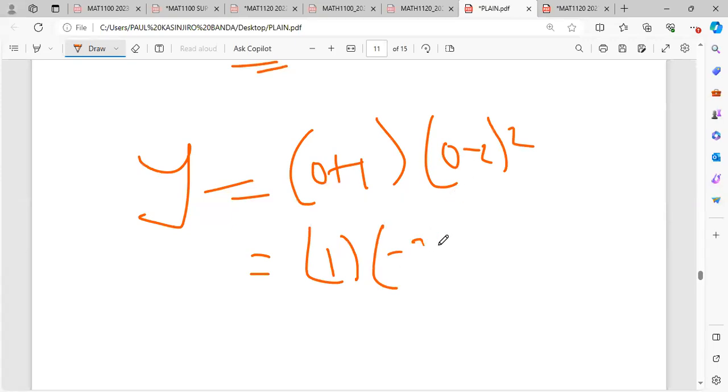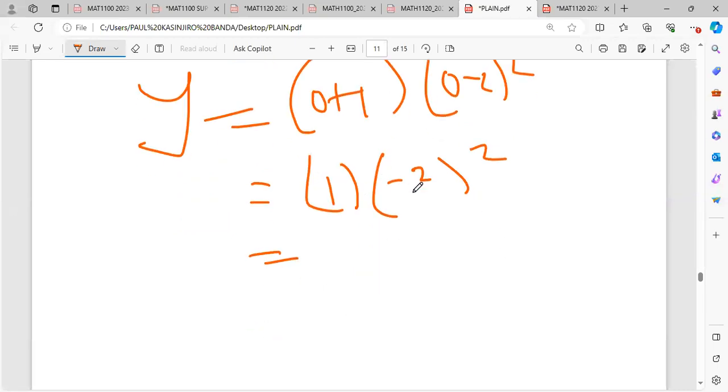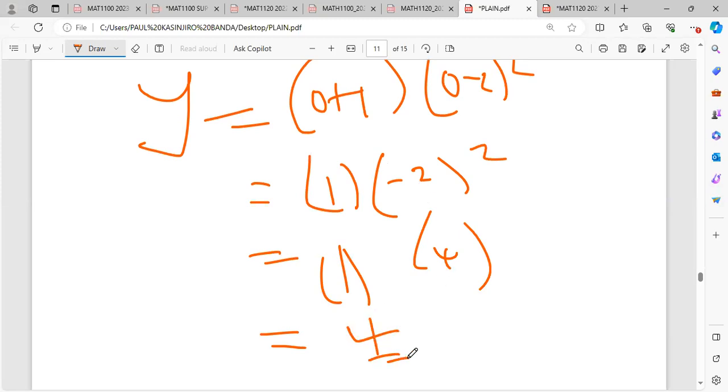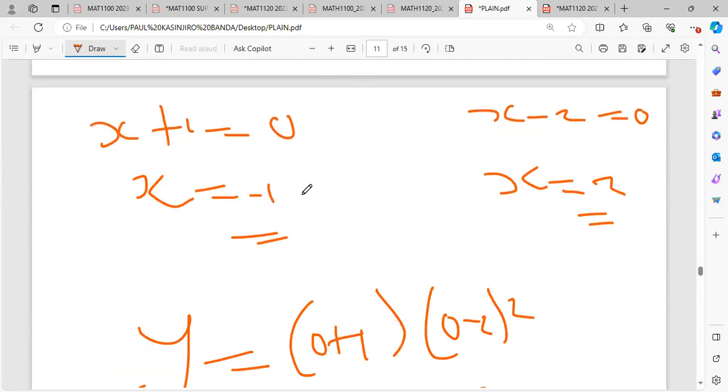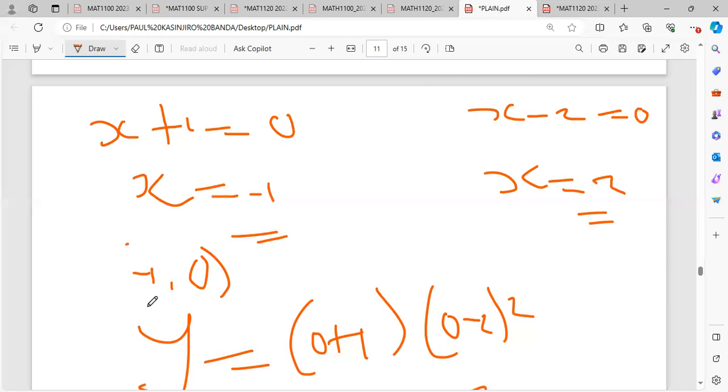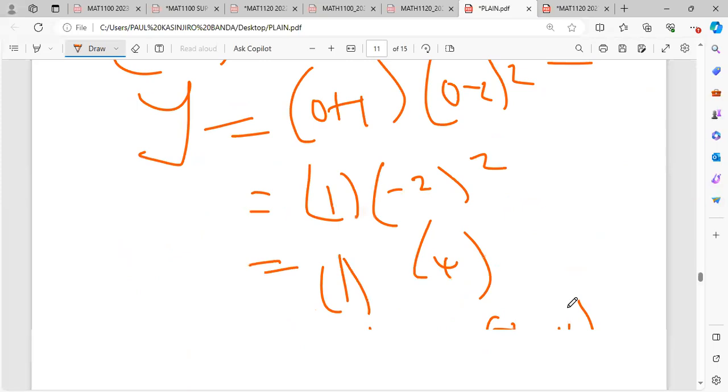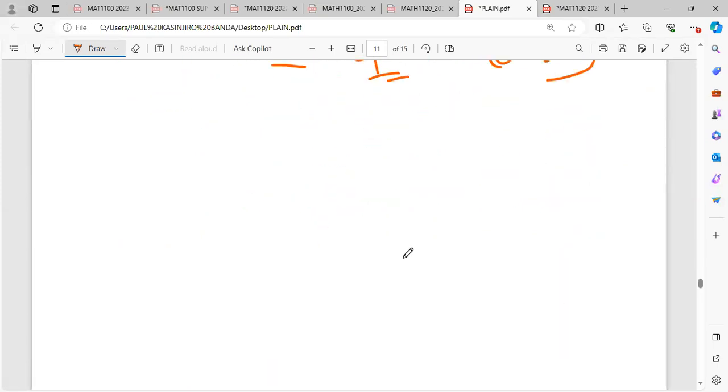So there you have minus 2 squared there is equal to 4. Okay, so it means your y-intercept there is 0, 4. And then your x-intercepts there, we have minus 1, 0. Then the other one is 2, 0, like that. Okay, so now we have everything that we need to plot the graph. Okay, then from the graph, that's when we can know the interval where it is increasing and where it is decreasing. Okay, so let's plot the graph. So let's write all the necessary things that we need.